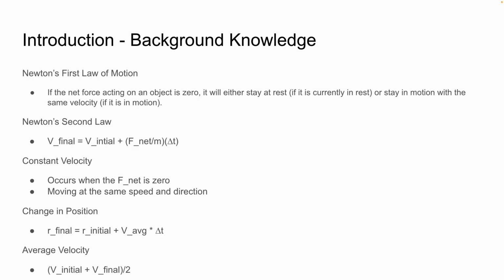Background knowledge. Newton's first law: if the net force acting on an object is zero, it will either stay at rest or stay in motion with the same velocity. Newton's second law: the final velocity equals the initial velocity plus the net force over mass times the change in time. Constant velocity occurs when the net force is zero. This means the object is moving at the same speed and direction.